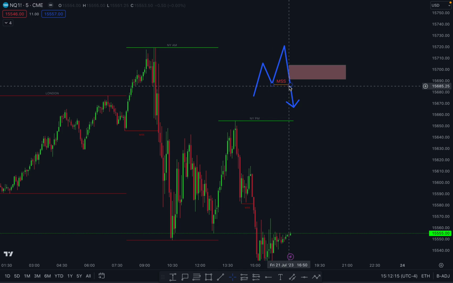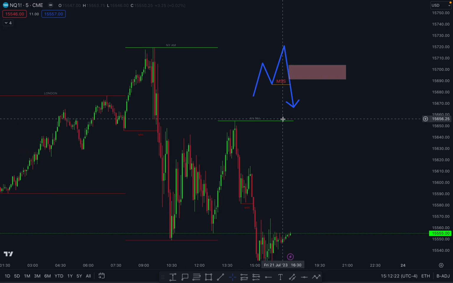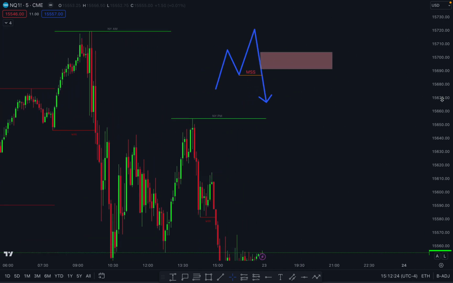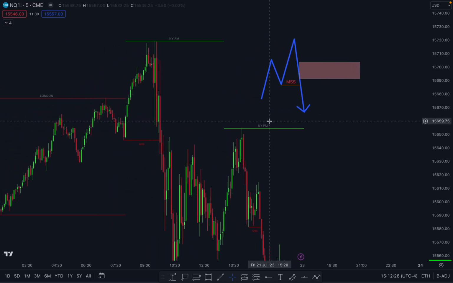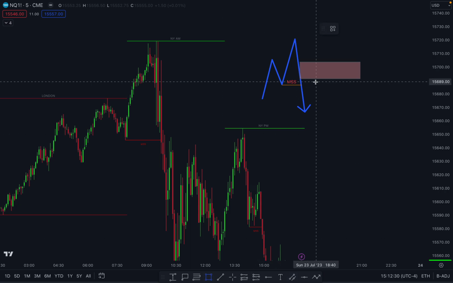So how would we draw breaker blocks? I'm going to show you how to do it manually, and then you can use, of course, breaker blocks from LuxAlgo to do it for you. But please understand the basics, because it's really simple, and if you can draw it manually in places where LuxAlgo doesn't, it will be beautiful. It will print out beautiful trades.